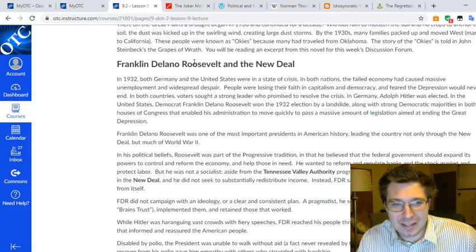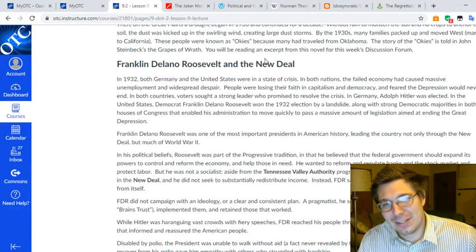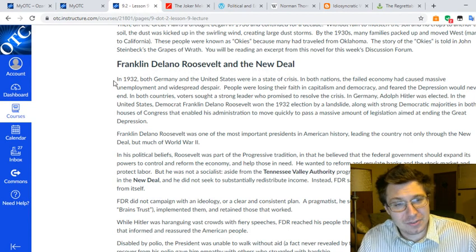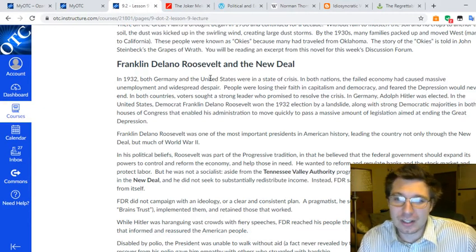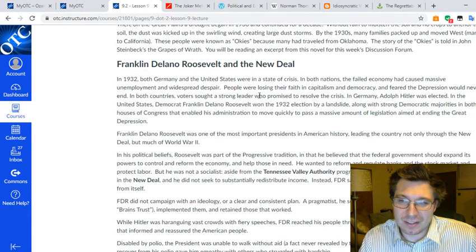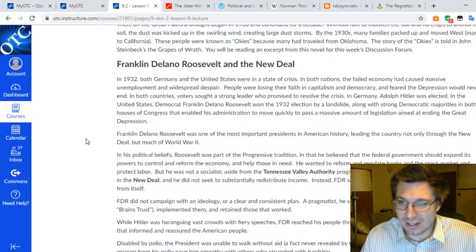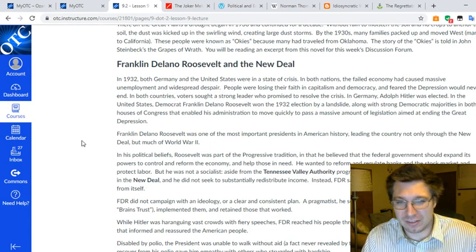Here comes Franklin Delano Roosevelt and his New Deal. A very different approach to the Great Depression. In 1932, both Germany and the United States were in a state of crisis. It's kind of interesting to compare the two. In both nations, the failed economy had caused massive unemployment and widespread despair. People were losing their faith in capitalism and democracy and feared the Depression would never end. In both countries, voters sought a strong leader who promised to resolve the crisis. In Germany, Adolf Hitler was elected.